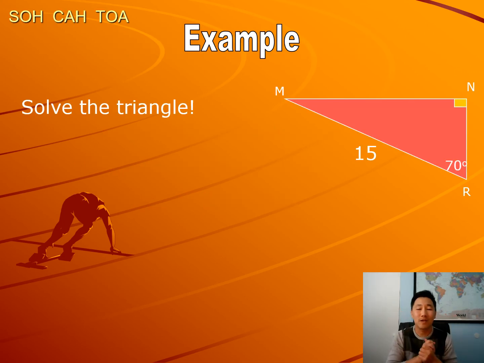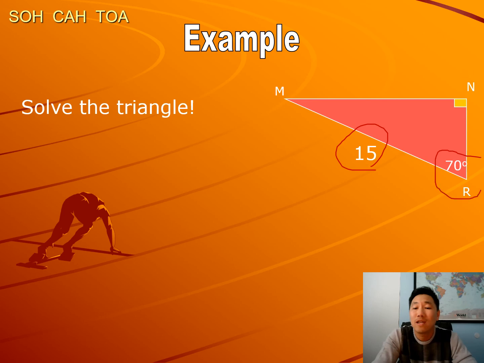All right, let's go ahead and solve this triangle. You have to find all three angles and all three sides. But notice they already give you a lot of information. They give you the hypotenuse, they give you one angle, and they're always going to give you the 90 degrees. So they give you a lot of information. You just have to find everything else that isn't there. All right, let's go ahead and look for angle M first.